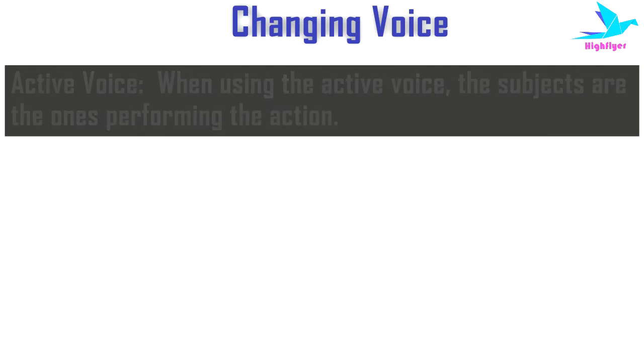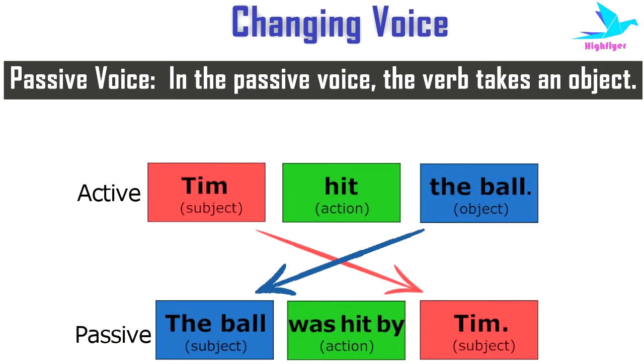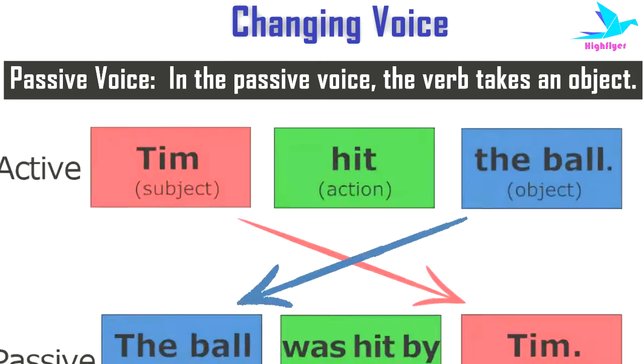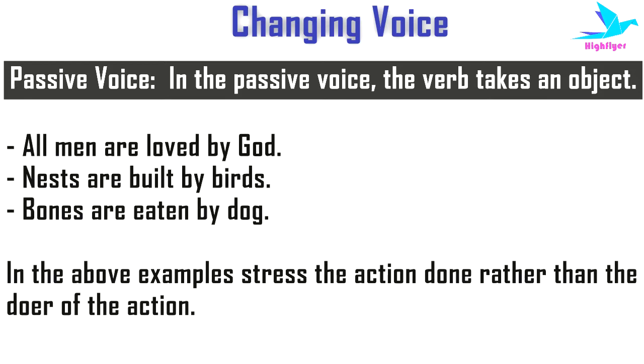Then we'll talk about passive voice. In passive voice, the verb takes an object. For example, all men are loved by God. Nests are built by birds. Bones are eaten by dogs. Now in these examples, the stress is on the action, then the doer of the action. That's why they are called passive voice.